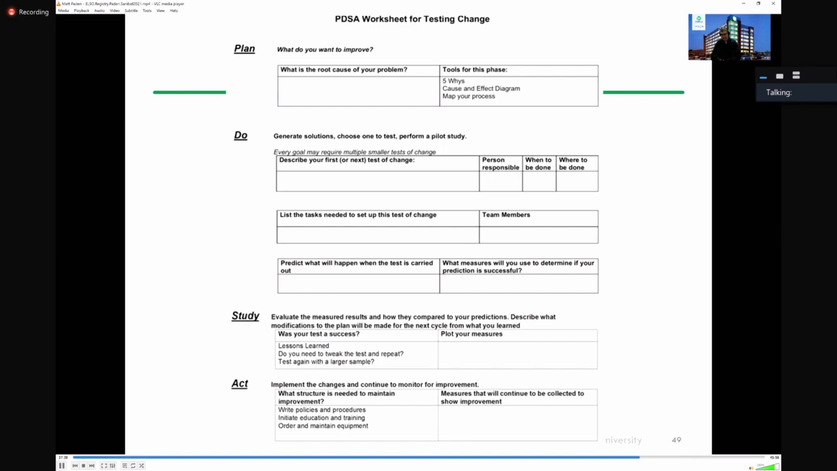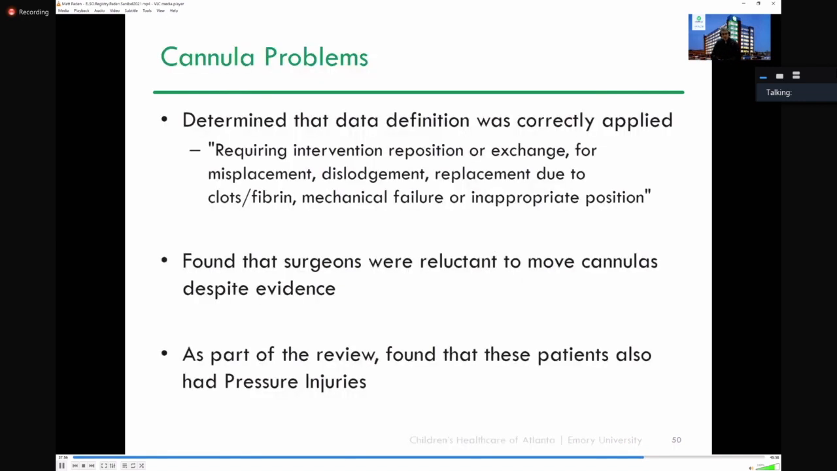And here's just a common form that is used for doing PDSA cycles, talking about what you want to improve, generate solutions, choose one to test, do a small pilot study, and then learn to act on it. And so we chose the issue of cannula problems. The first thing we did was to make sure that our data definition was applied correctly, that the reason we were high wasn't just that we were using the definition wrong, and so calling things problems that really weren't. Turns out we were doing that correctly.